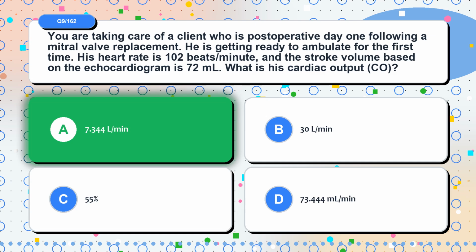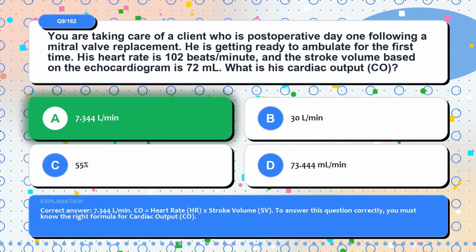The correct answer is option A, 7.344 L/min. CO equals heart rate (HR) times stroke volume (SV). To answer this question correctly, you must know the right formula for cardiac output.